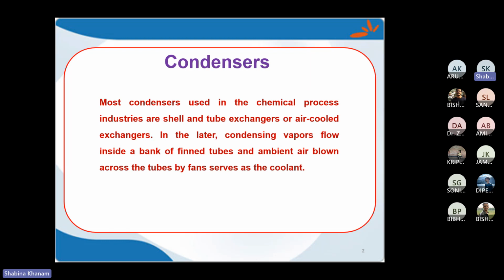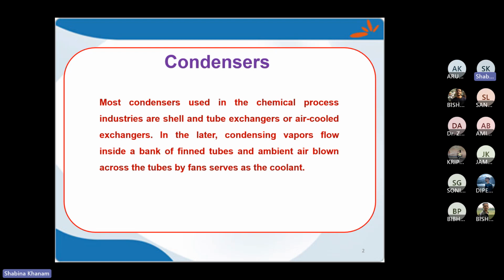In an air cooled heat exchanger, air is used as the coolant, and in a shell and tube heat exchanger, usually the coolant is water. In an air cooled heat exchanger, condensing vapor flows inside a bank of tubes, and ambient air blown across the tubes by a fan serves as the coolant. Otherwise mostly the coolant is water. The purpose of a condenser is to provide a liquid stream out of vapor or steam.